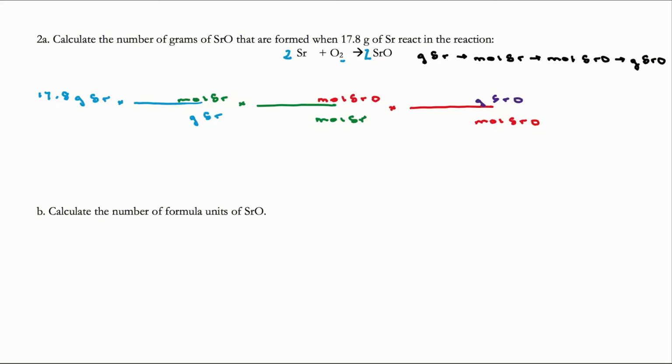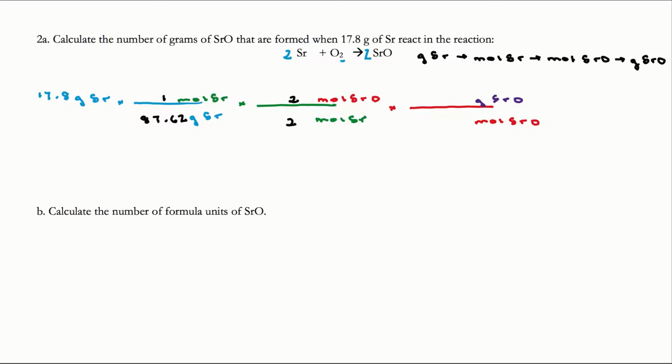Okay, so how do I do that? Well, I need to put the molar mass of strontium. So the molar mass of strontium is 87.62 grams for every 1 mole. Then I'm going to put the mole-to-mole ratio for strontium oxide and strontium. So that is going to be a coefficient of 2 for strontium oxide and a 2 for strontium.